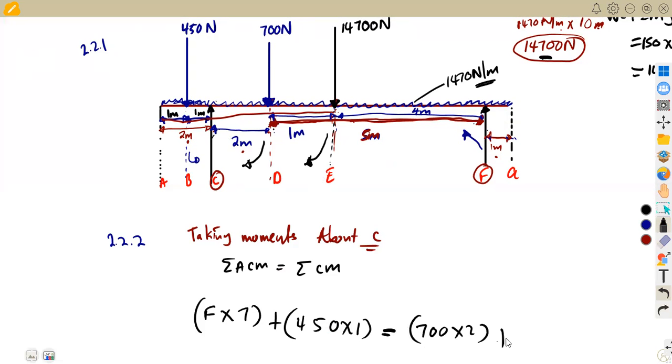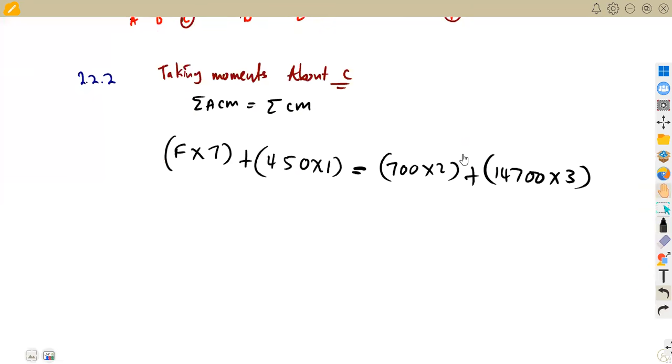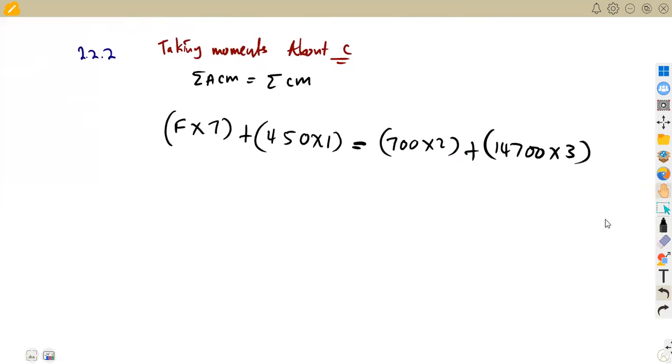So this is going to be equal to 700 multiplied by 2 plus 14,700 times the distance back to this point. Remember, from here to here, it's 1 meter. Here, it's 1 meter from this point here. So if it is 1 meter, it's going to be 1 plus 2, which is going to be 3. So we are going to have this one multiplied by 3, okay? So that's it. We can have the value of F combined.